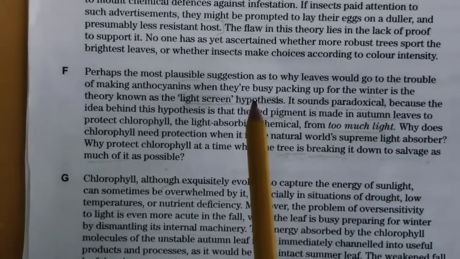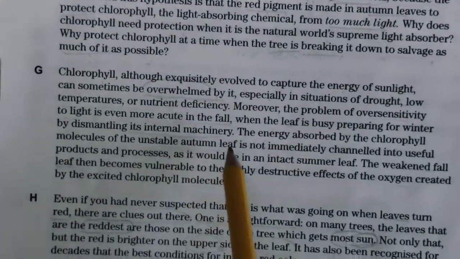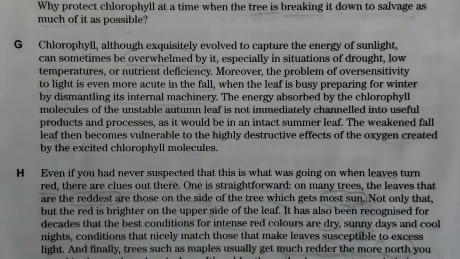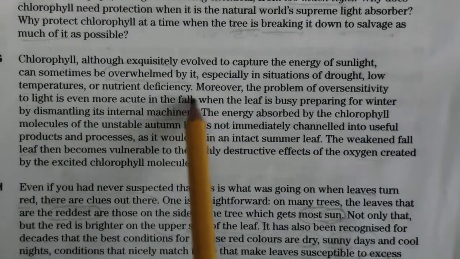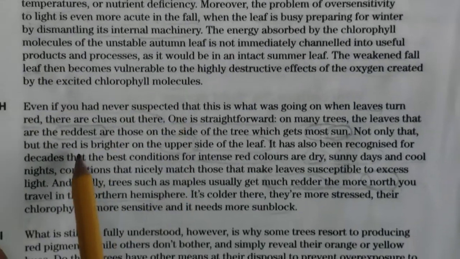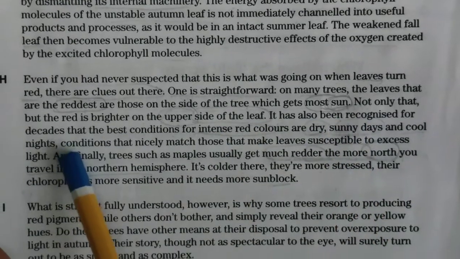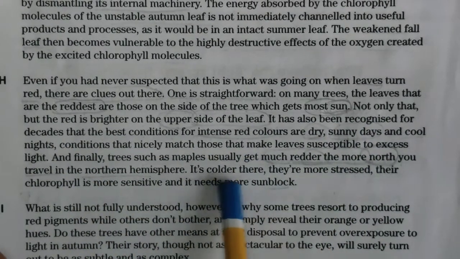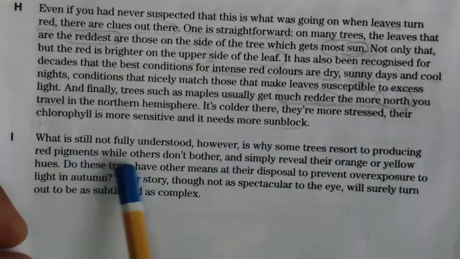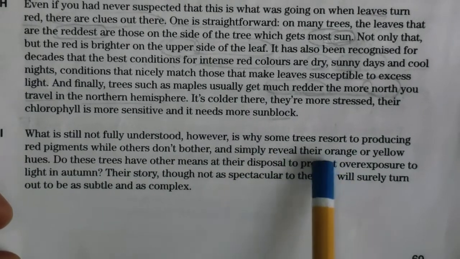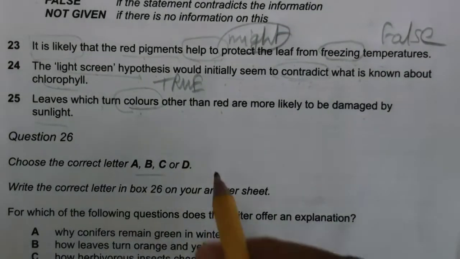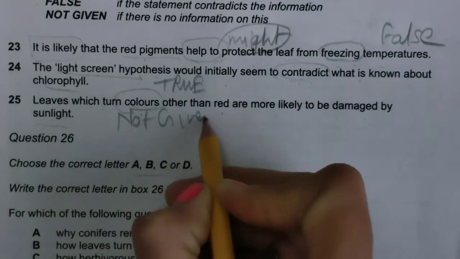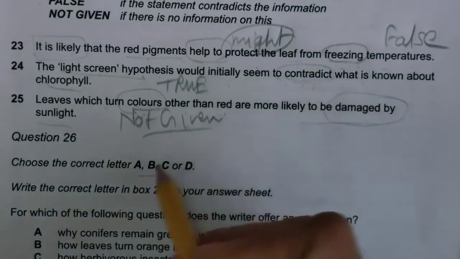Still here we have got this in the F paragraph. We will be looking for the next true false in the further paragraphs, but where they are talking about sun damage, I haven't read this. To capture this situation, leaf is busy. Other than red colors, reddest are those on the sunny side. Of course, without any saying colder, the sunblock, what is other than red color, we can say orange and yellow colors. Why some trees resort to producing red pigments while others don't? Okay, so without any thinking, here you can just put not given. And of course we have read out the whole paragraph. We couldn't find this kind of thing, damaged by sunlight.